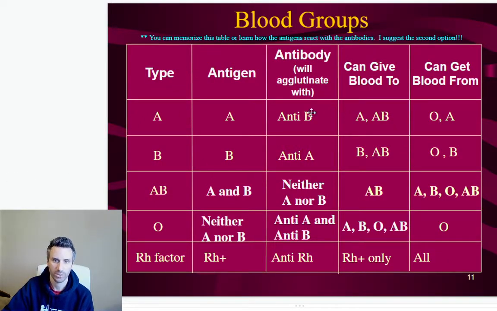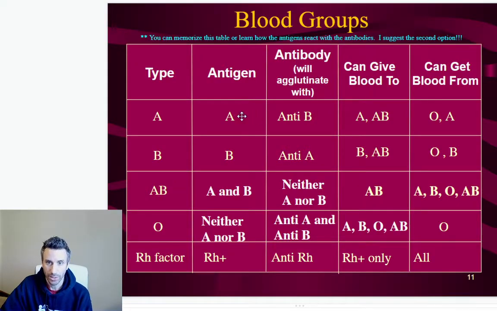So you could memorize the whole chart, but really you should be able to fill this in as needed. Whatever type blood you have, that means that you have this type of antigen. We're going to also look at the Rh factor, but it's basically the same idea. So you have type A blood, A antigen, that means you have the anti-B, right? You have the antibody B. If you have type B blood, type B antigen, you have the antibody A.